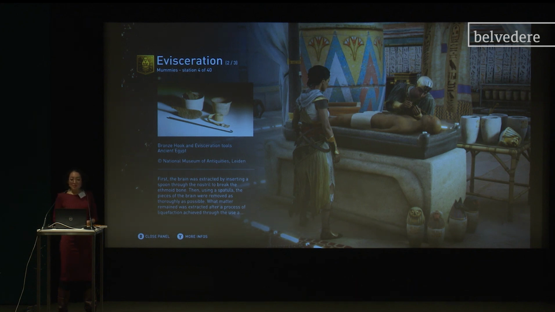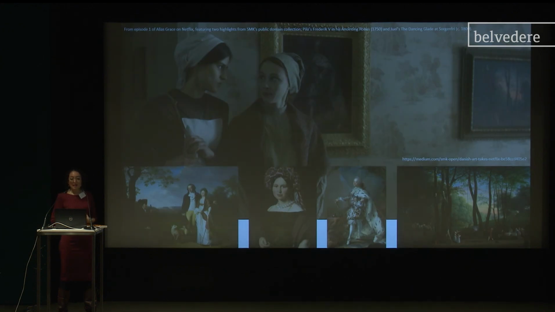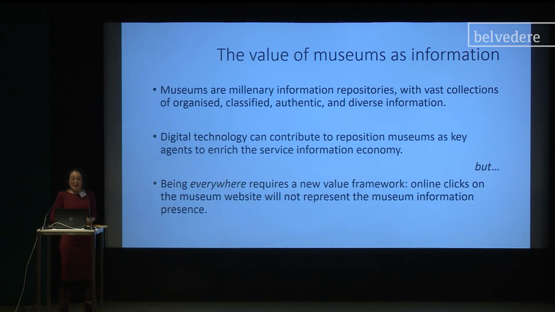Another example of museums not knowing is this Netflix series, Alice Grace, or something. The Museum of Sweden heard that their objects in their collection are used to dress the period rooms. Curiously, they also didn't know about it.